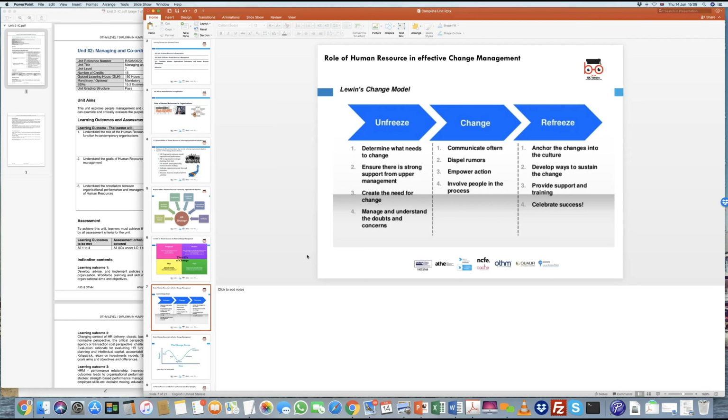Similarly, when you bring in change within the organization, you have to go through these three phases. Make communication first, explain the benefits, usages, problems, and why this change is being brought in.